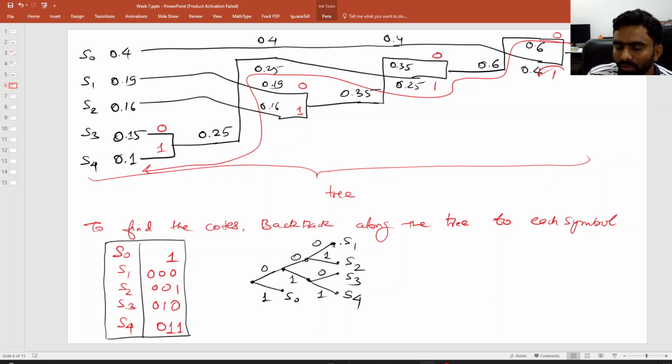All the symbols are at the nodes of the tree. So it is prefix free also. Actually, Huffman code is a prefix-free code, and we can also see it by forming a tree.